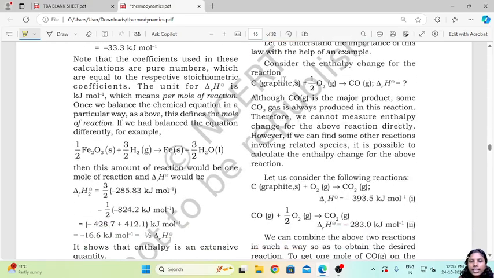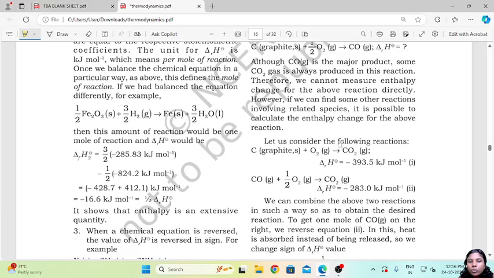Here only one product is formed, but when this reaction occurs, a little amount, or even a sufficient amount, of CO2 is liberated. So we cannot directly measure the reaction enthalpy. Why? Because we have not found out how much CO2 is liberated, so it is necessary to include the release of that CO2.